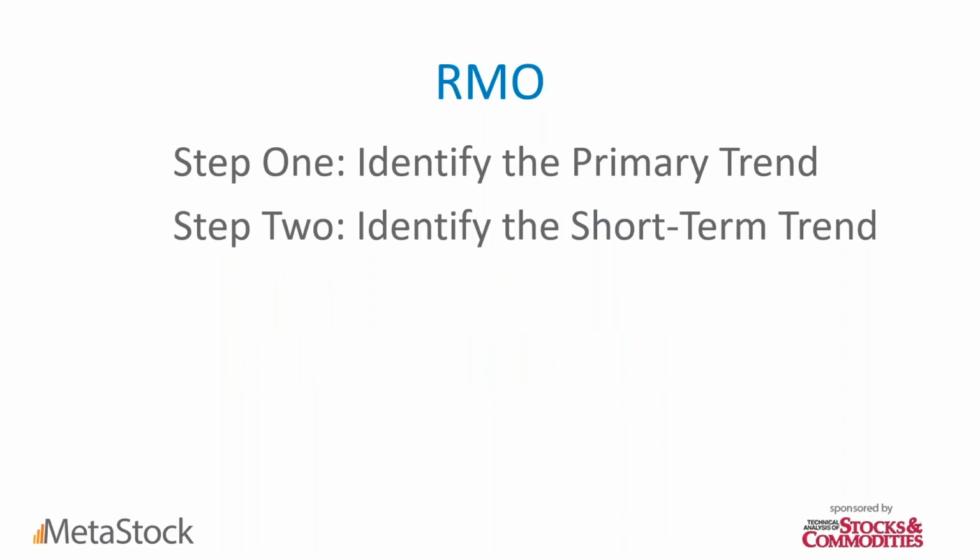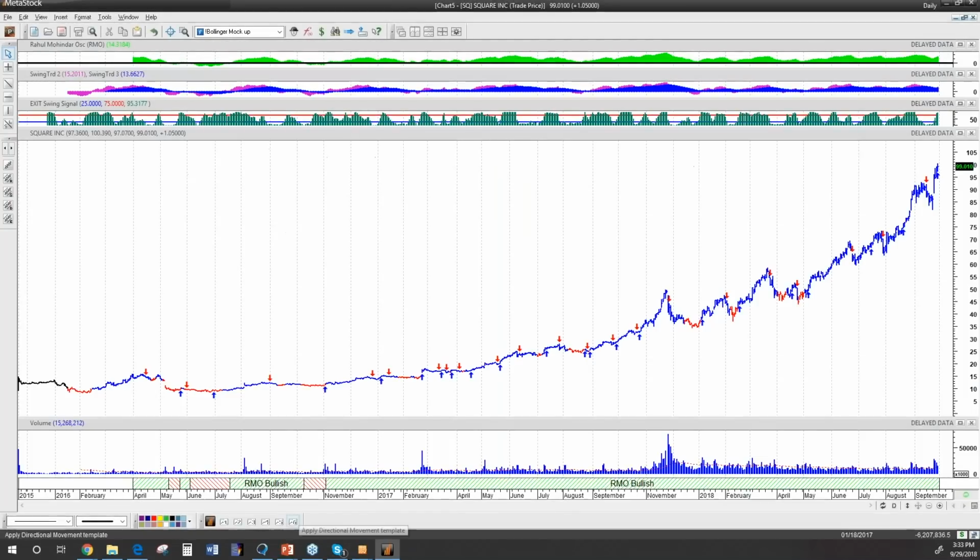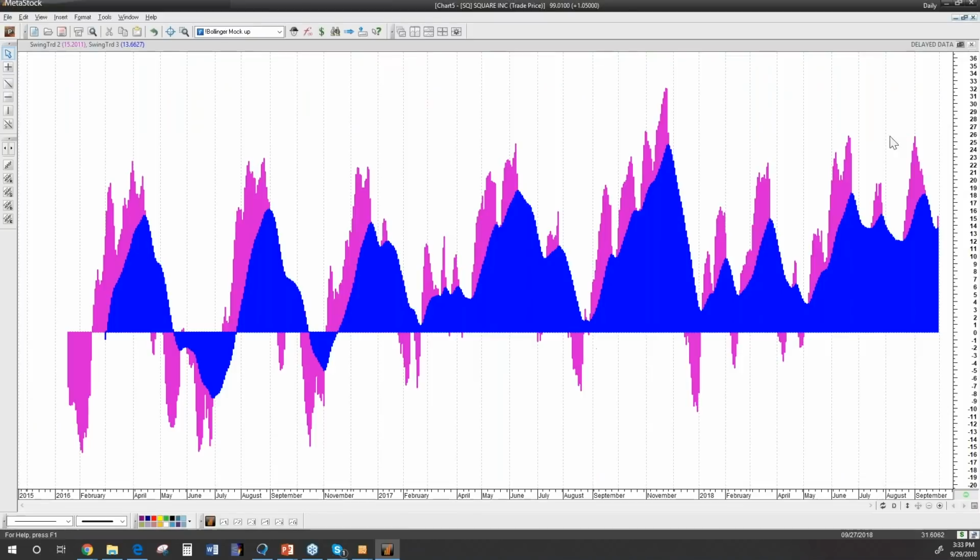Second step, identify the short-term trend. Okay. So let's do that. I'll show you exactly how that works. Okay, right here we have the swing trade 2 and the swing trade 3 indicator. I'm going to make them full screen. Okay, and what I'm going to do is I'm going to change one of them to be a line.